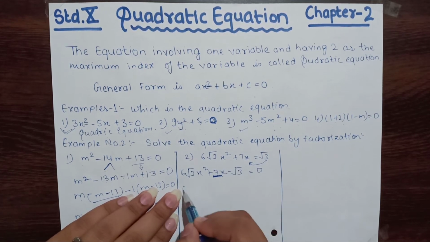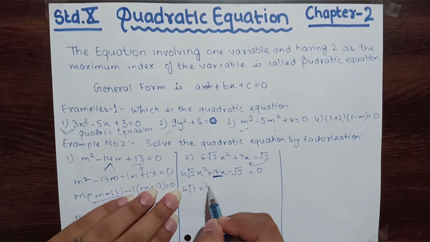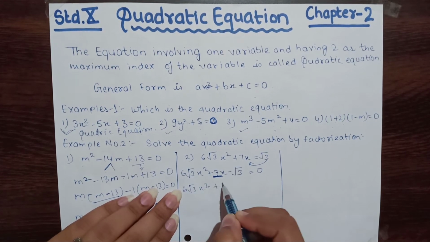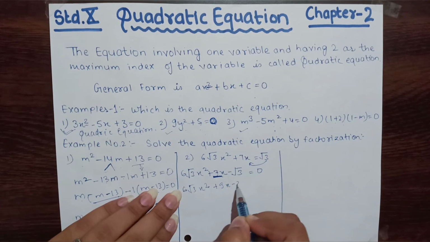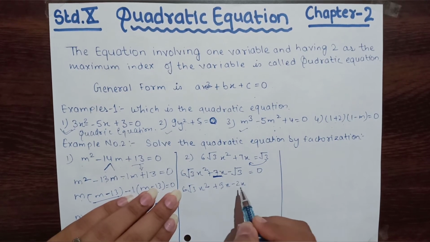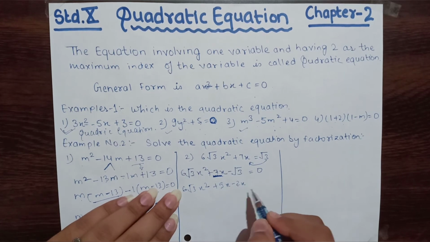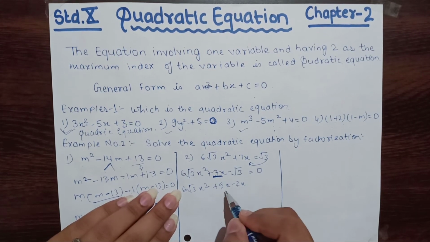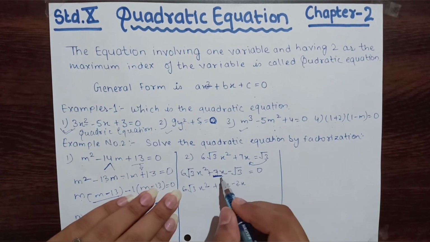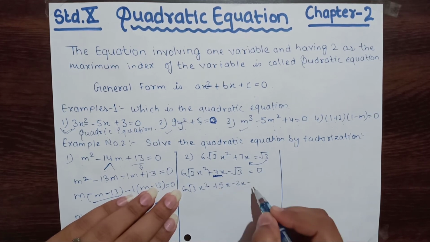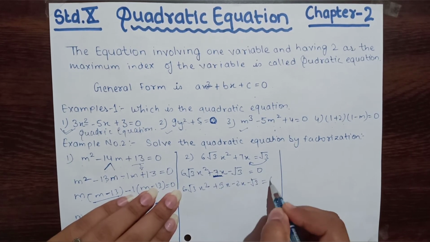So let's start. 6 root 3 x square plus 9x minus 2x. So plus 9 minus 2 will become plus 7. So that's why we have taken 9 plus and 2 as a minus. So 9 minus 2 will become 7. Minus root 3 will come as it is, equals to 0.